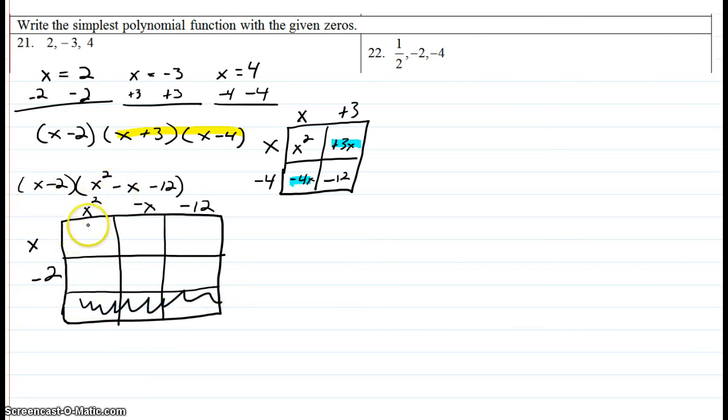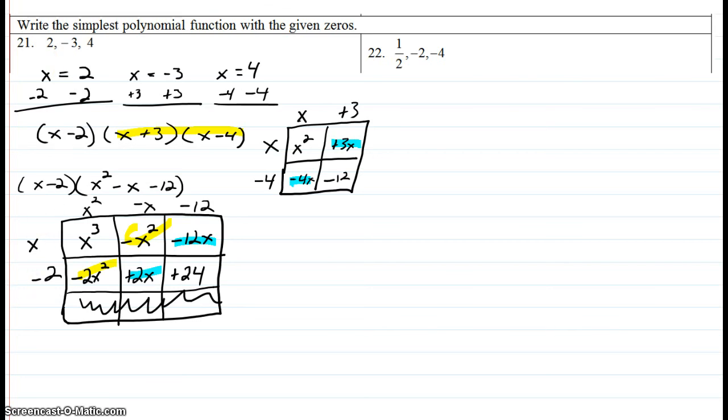And so now let's multiply. So we get x cubed. X times negative x gives us negative x squared. X times negative 12 gives us negative 12x. And now x squared times a negative 2, negative 2x squared. A negative 2 times a negative x gives us a positive 2x. And then a negative 2 times a negative 12 gives us a positive 24. And so I'm going to combine my x squareds together, and I'll combine my x's together.